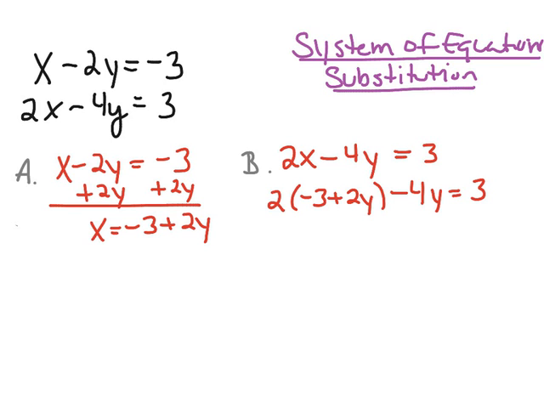So now I'm going to solve for y. We're going to use some distributive property. 2 times negative 3 is negative 6. 2 times 2y is 4y. Bring down my minus 4y equals 3. Now you'll notice again, just like that second example, we've got 4y minus 4y. And when we subtract 4y minus 4y, we're left with no y's. All we're left with is the negative 6 and the positive 3.